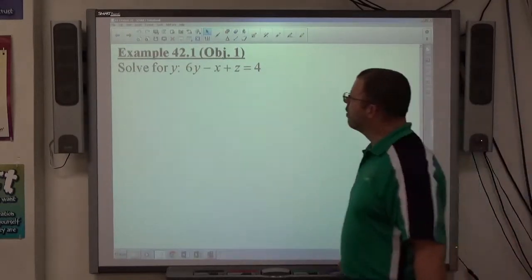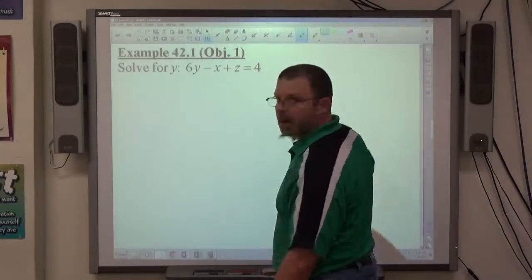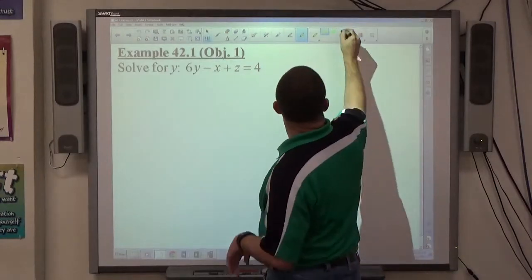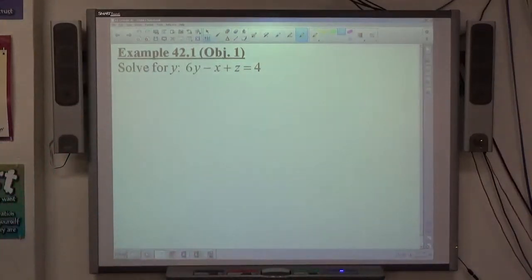Example 1 says solve for y. Don't forget to record. I already hit record, thank you. Remind me though. Alright, so example 1. Solve for y: 6y minus x plus z equals 4.